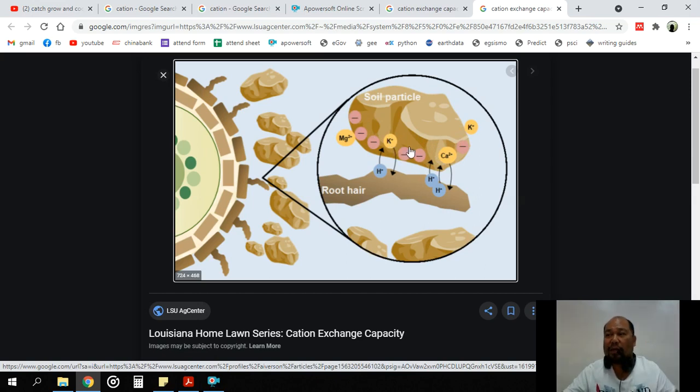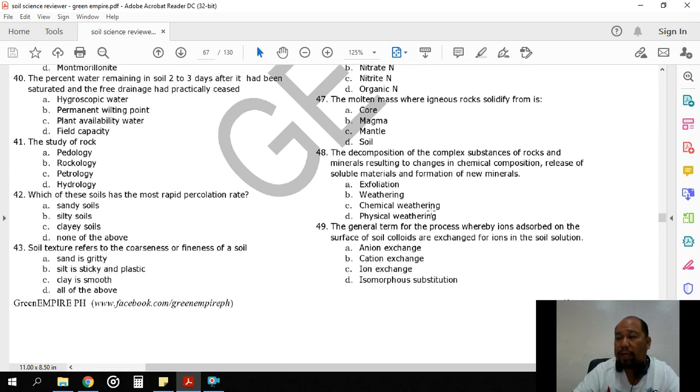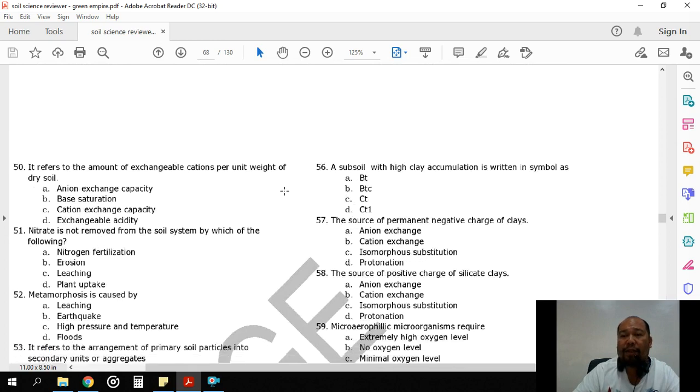Okay? So going back to our question, it's ion exchange. Now, typically when we talk about soils, we seldom discuss anion exchange. Mostly we discuss cation exchange. It's because the outside surface, we're talking about adsorption here, the adsorbed surface is dominated by the negative charge. Okay? Or it has a net negative charge. Okay, 49, we'll go to number 50.